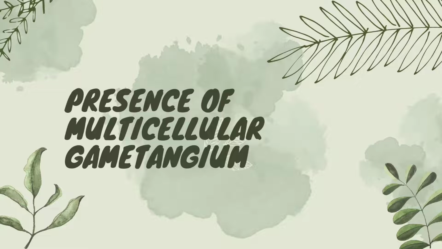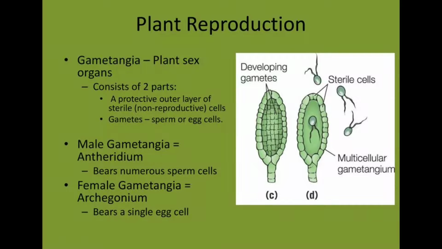And for the last one, presence of multicellular gametangium. First of all, gametangia is a plant sex organ. It consists of two parts. There is a protective outer layer of sterile, that is non-reproductive cells, and the second one is gametes, the sperm or the egg cell. As you can see in the picture, there is C and D. C is male gametangium, the antheridium that bears numerous sperm cells, and D is female gametangium, the archegonium that bears a single egg cell.